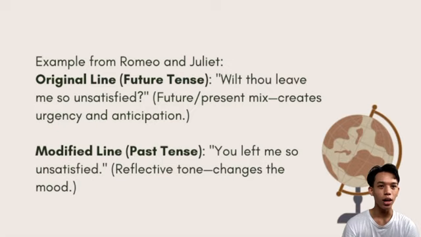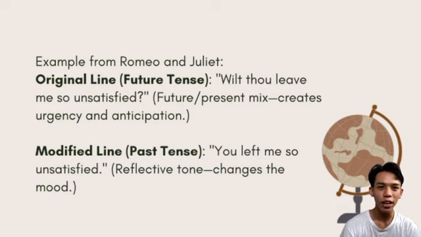Now, let's look at a famous line from Shakespeare's Romeo and Juliet. The original line is, "Wilt thou leave me so unsatisfied?" This line uses a mix of future and present tense, which creates a sense of urgency and anticipation. The character is not just asking about a future action, they are expressing a deep emotional need in the moment.